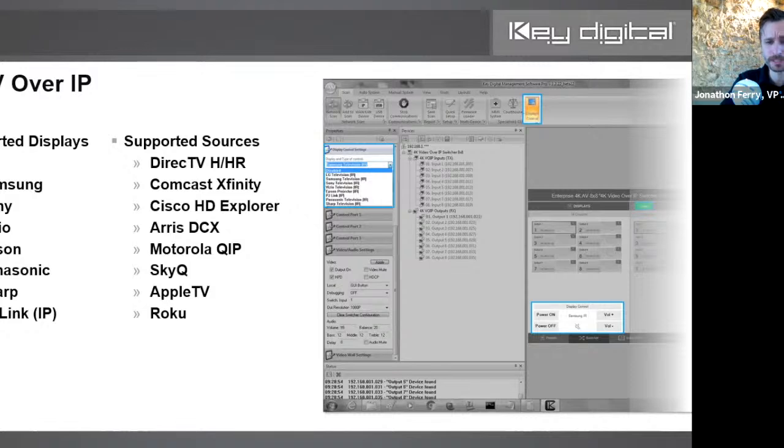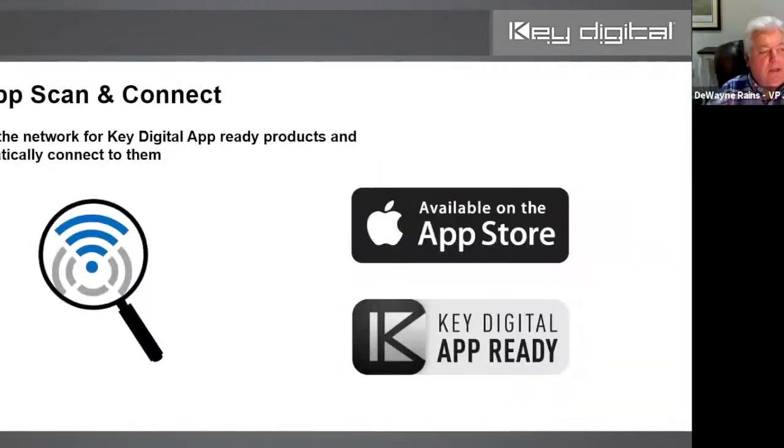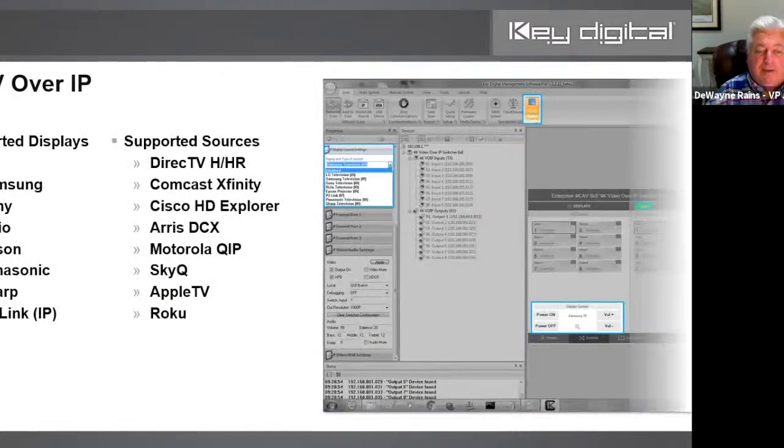Motorola QIP, once again, popular. Sky, we consulted with our partners in Europe. This Sky Q box is the most commonly used set-top box over there. And then, of course, your Apple TV and Rokus, because they're extremely commonly found sources in a majority of our applications, and they fit perfectly into that control panel as we showed you there. So don't be surprised if you see additional sources and displays added to the list as we go on. Absolutely. This is software, right?